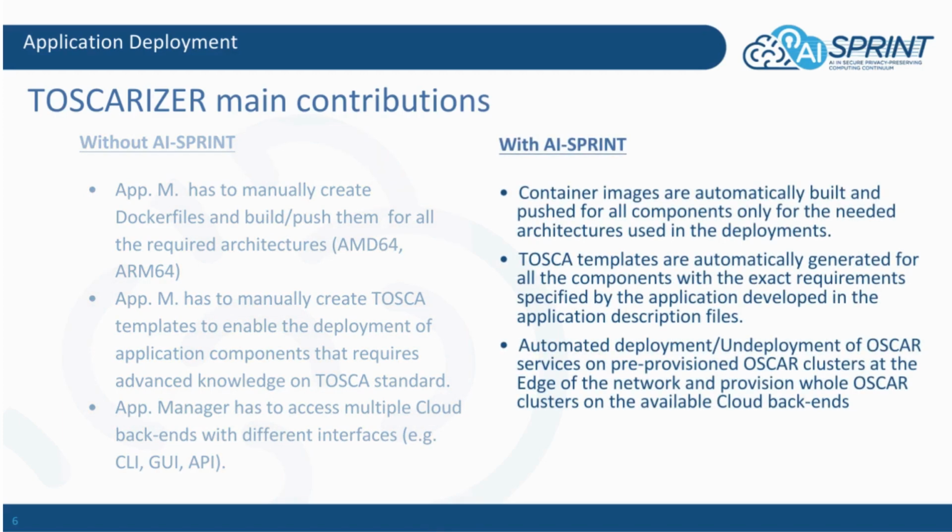But using TOSCARIZER, container images are automatically built and pushed for all the components, only for the needed architectures used in the deployments. Furthermore, Tosca templates are automatically generated for all the components with the exact requirements specified by the application developers in the application description files. And finally, the deployment and undeployment of the OSCAR services is automated on top of pre-provisioned OSCAR clusters at the edge, or it provisions whole OSCAR clusters on available cloud backends.